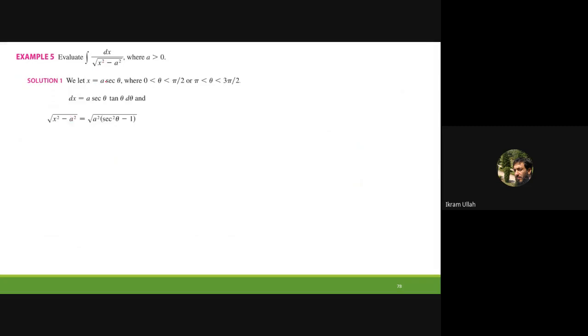Substitute x is equal to a secant theta here. So this will be a square into secant square theta minus 1, and we know this is the identity, secant square theta minus 1 is equal to tangent square theta. So simplify this, so this will be equal to, the square root will cancel out here, and a tangent theta is what we get from this expression.